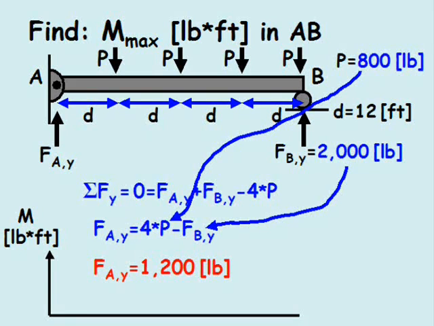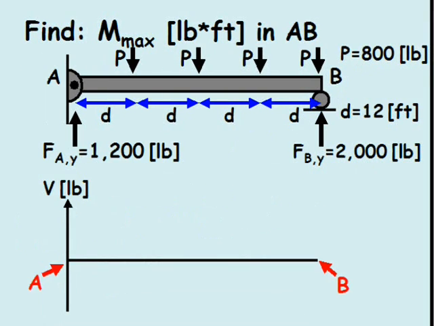We'll begin sketching the shear diagram from joint A and work our way over towards joint B. Since the vertical reaction force at joint A equals 1,200 pounds, the shear in the beam just right of joint A equals 1,200 pounds. And the shear along beam AB remains 1,200 pounds until 12 feet in the direction of B, where the point force of 800 pounds acts downward on the beam.